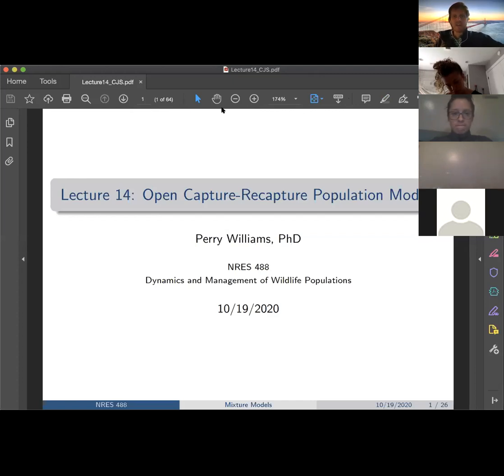So today we're talking about capture, recapture population models. We started off on this lecture on Monday, but then realized we had about half the class in one lecture and half the class in another lecture, and some other issues. So we just went over the exam. And so now we're on open capture, recapture population models.